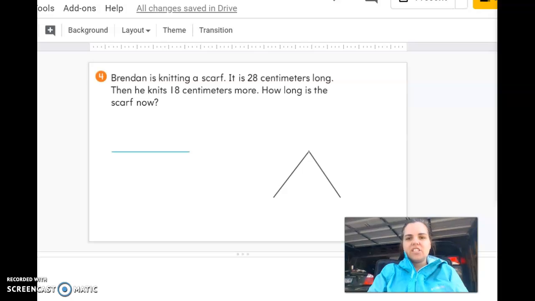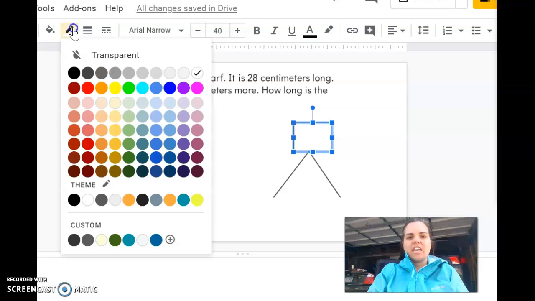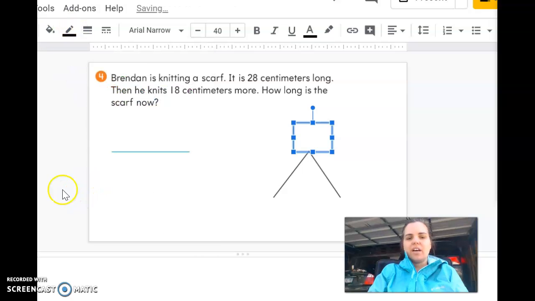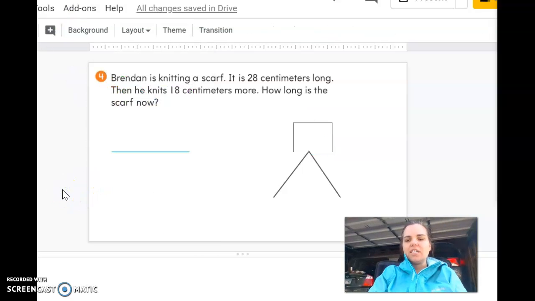Brendan is knitting a scarf. It is 28 centimeters long. Then he knits 18 centimeters more. How long is the scarf now? Do we know the total of how long it is yet? Nope, so at the top of your math mountain is your unknown. I want you to go ahead and hit pause to solve the rest of this, and then hit play when you are ready to have it checked.